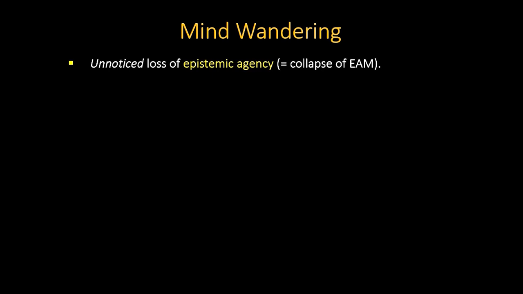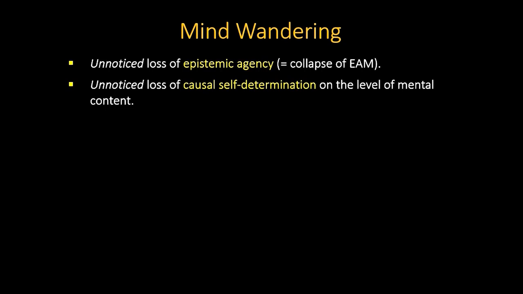So now the terrible slides are over and we're already approaching the end. If that is true, we can say that mind-wandering, getting lost in thought, is an unnoticed loss of epistemic agency. It's an unnoticed loss of determining what you are on the level of mental content, and it's an unnoticed loss of mental autonomy. That is what being unaware is.